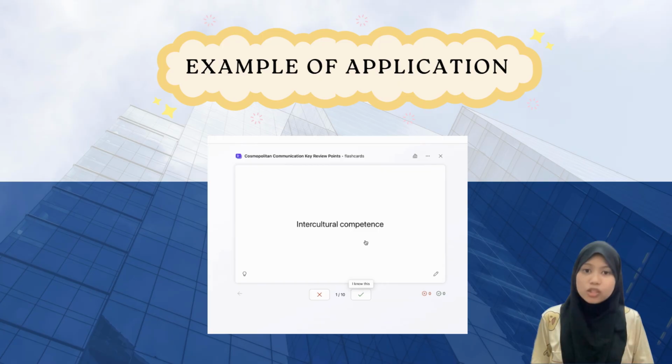After finishing the flashcards, students can view their score to see how well they did on the quiz. Now, we will play the video demonstration.